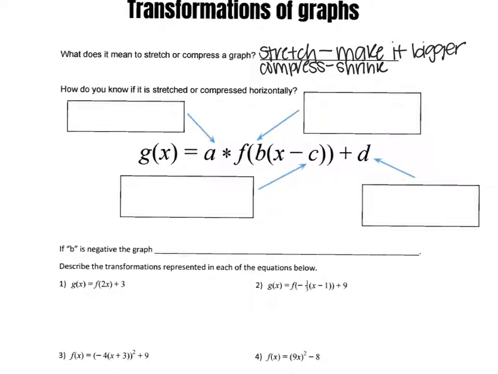We talked about inside the parentheses, the minus C part. We move the graph to the right if there is a subtraction sign. So if we're subtracting 6, we go to the right 6. We move to the left if there's an addition sign. So if it's plus 6, we move to the left 6. It's opposite of what you think because the formula has a minus in it.